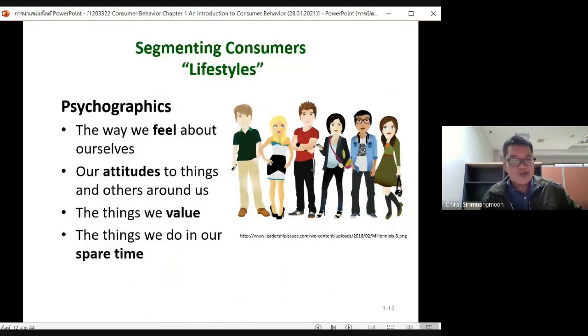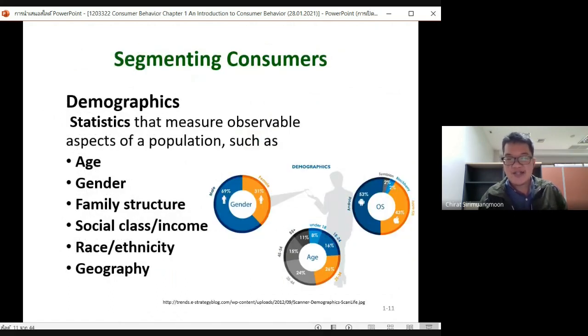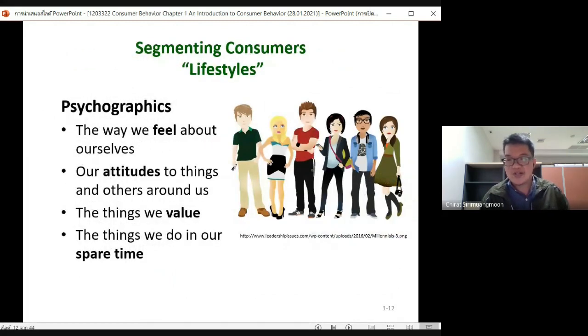The second way you can do segmentation is to use psychographics. You can use psychography to group people by how they feel, what their attitudes are, what values they hold, or what they are going to do when they have free time. So psychographic is totally different from the demographic we just talked about. Demographic is mainly numbers and statistics, but psychographic is more complicated, though it helps you a lot.